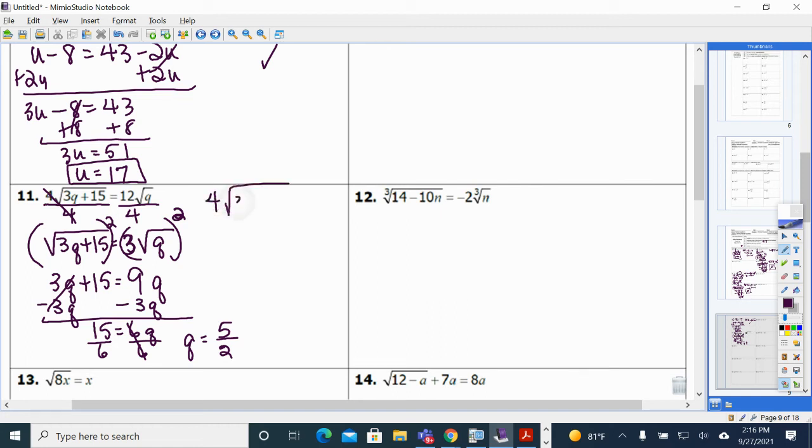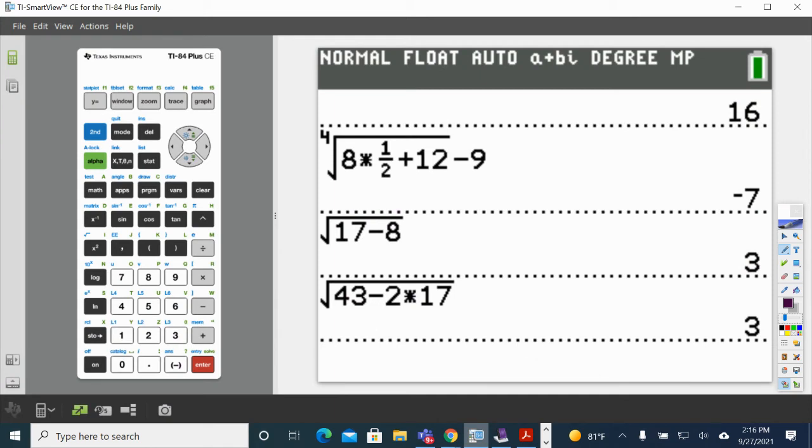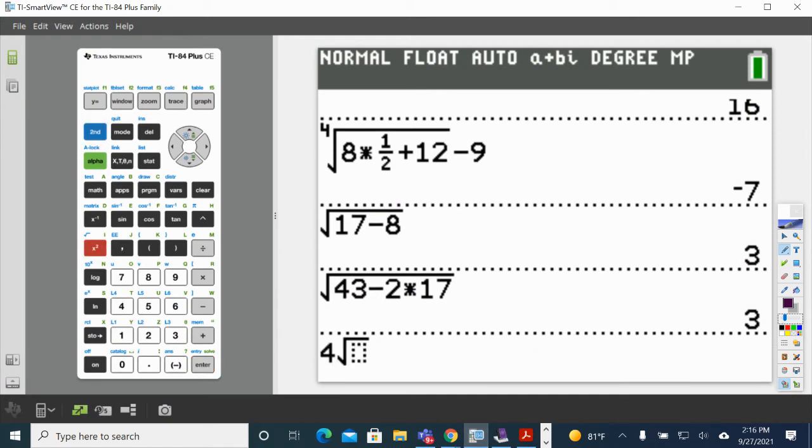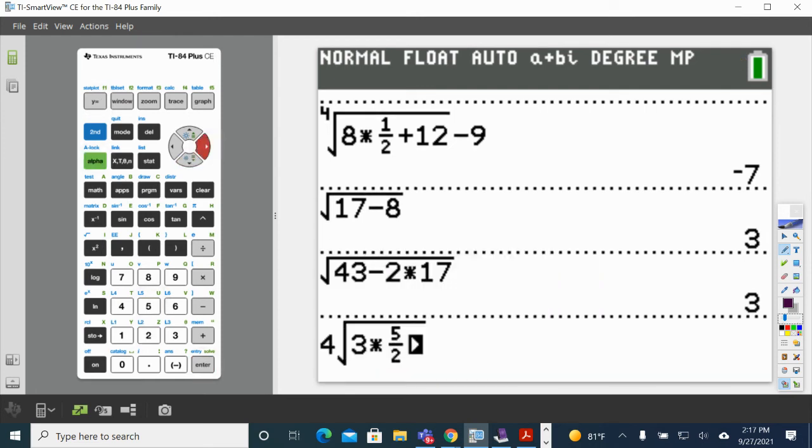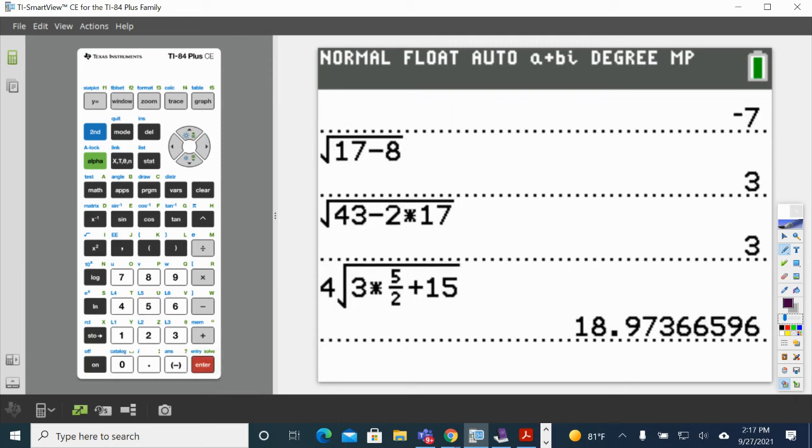4 times the square root of 3 times 5 over 2 plus 15 equals 12 times the square root of 5 over 2. And I'm going to show you this in the calculator because this one's going to be a little confusing. So we're going to go with the 4 times the square root of, we got 5 over 2, so 3 times 5 over 2 plus 15. And that's a hot mess. Now, as long as the right side is the exact same hot mess, we're good.